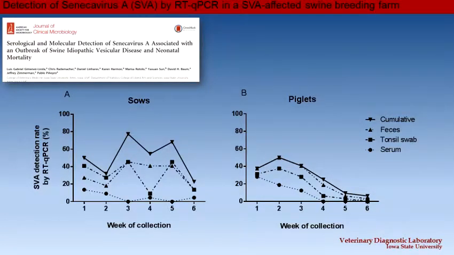So sows, again, we did 3 platforms: feces, tonsil swab, and serum. If we look at the serum in sows, we detect the virus for probably 2 weeks after the break. So again, this supports the original idea that viremia doesn't last really long. And now experimental inoculations have proved that the viremia doesn't last more than 10 days.